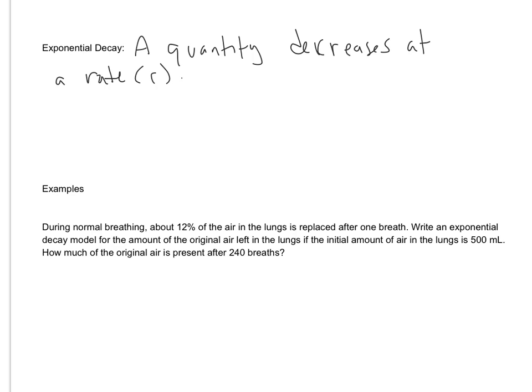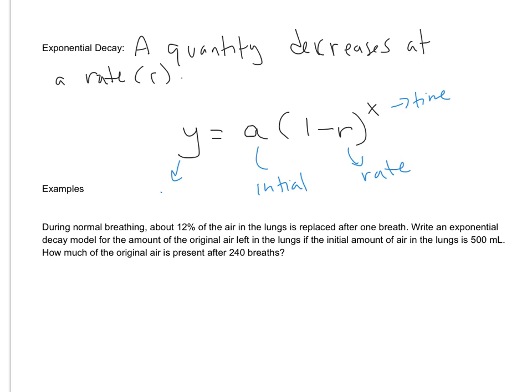So now the equation for exponential decay is very similar. y is going to equal a, but since it's going down, instead of 1 plus, we simply do 1 minus: a times (1 minus r) to the x. And again, x is going to be our time, r is going to be our rate as a decimal, a is going to be our initial amount, and y is going to be our amount after whatever time has passed. So very similar to growth, we just have subtraction instead of addition.